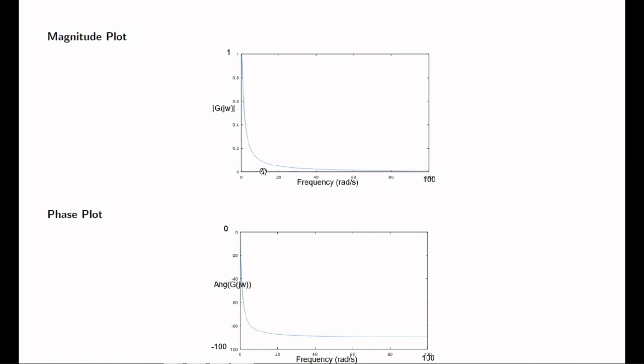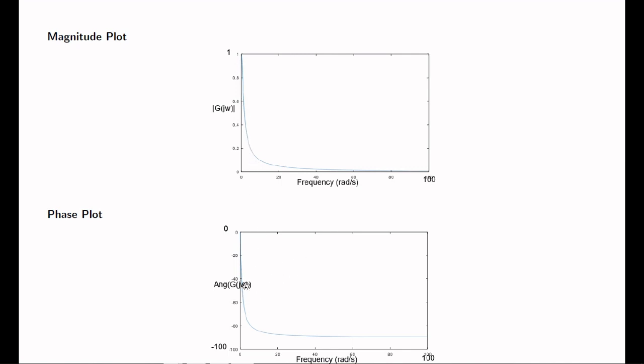By looking at this frequency magnitude plot, I can say that for frequencies greater than 20 radians per second, the gain contributed by the system G of j omega is very small, and therefore even if I give a larger signal, the output is going to be very small. That's the inference. For low range frequencies, the gain is almost close to 1. That is what we understand.